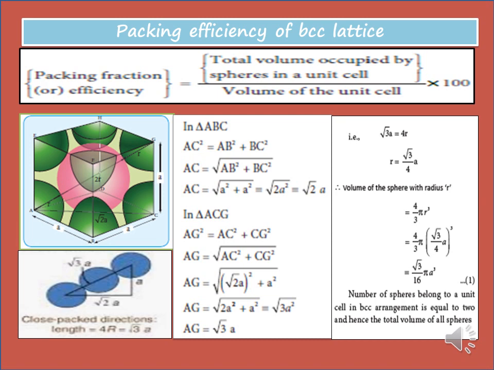And root 3 a is nothing but the body diagonal. The body diagonal comprises 3 atoms. Here r, 2r and r are connected together. So root 3 a will be equal to 4r. Our radius is equal to root 3 by 4 into a. We know the volume of the sphere of radius r is nothing but 4 by 3 pi r cube. In the place of r, we are substituting root 3 by 4 into a, the whole cube. When you simplify, you have root 3 by 16 pi a cube.